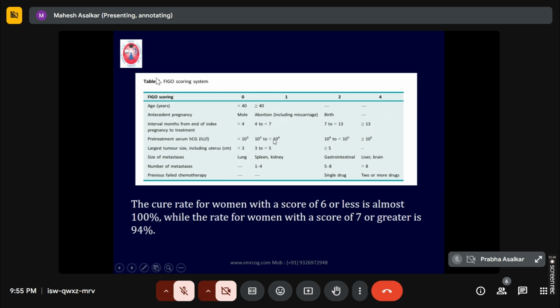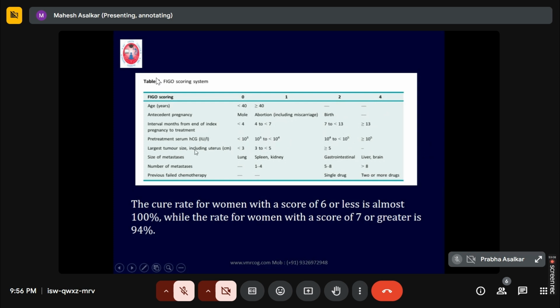10,000 will come in the next category, so please do not go wrong in calculating the score. 10,000 to less than 10 raised to 5, that is less than 1 lakh, that is 99,999, will have a score of 2, but 1 lakh will have a score of 4.